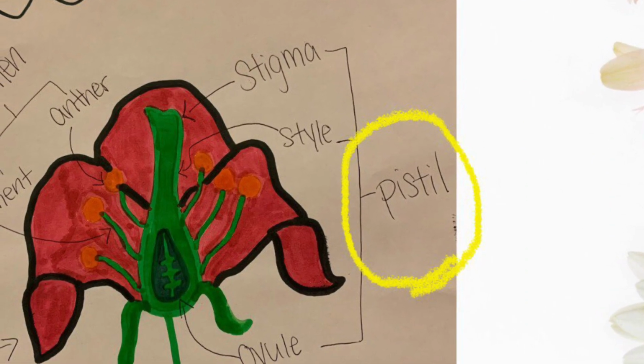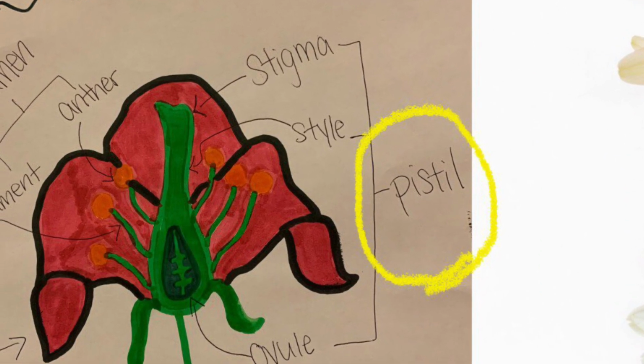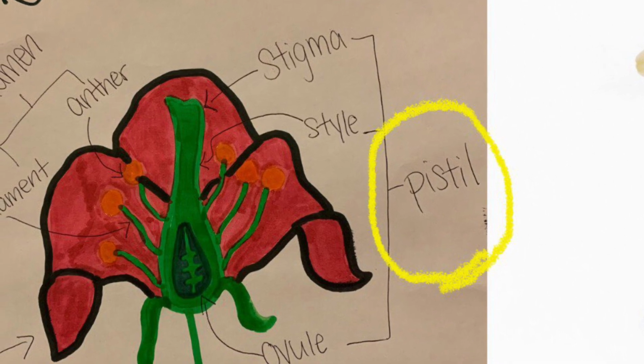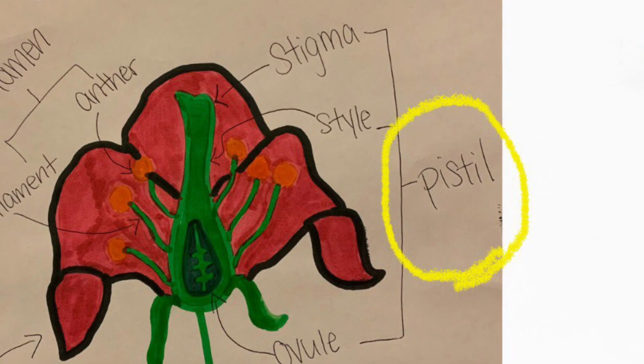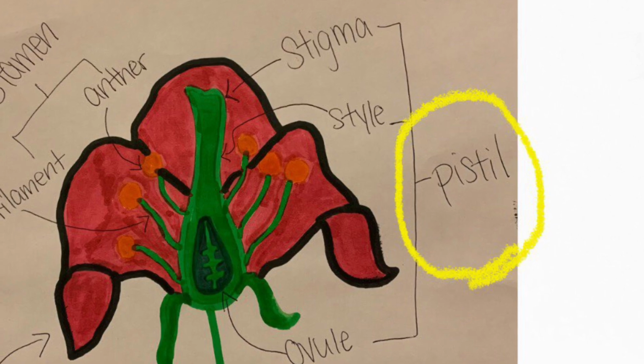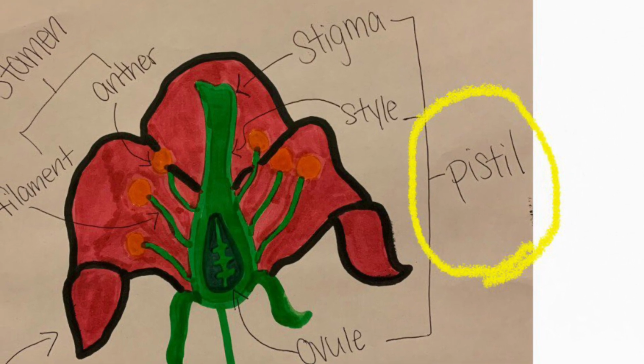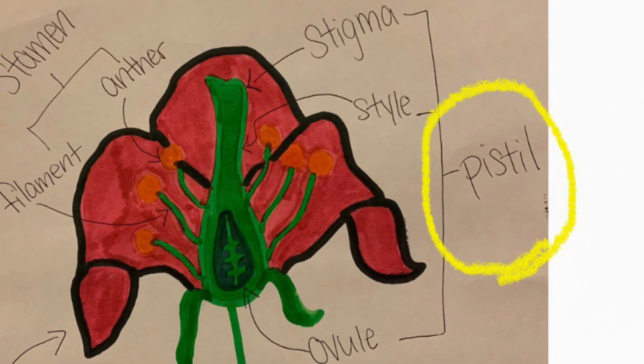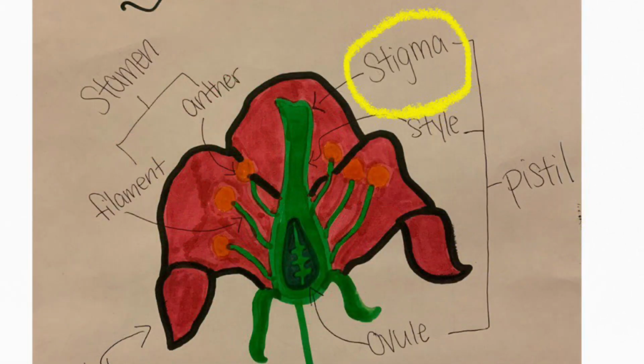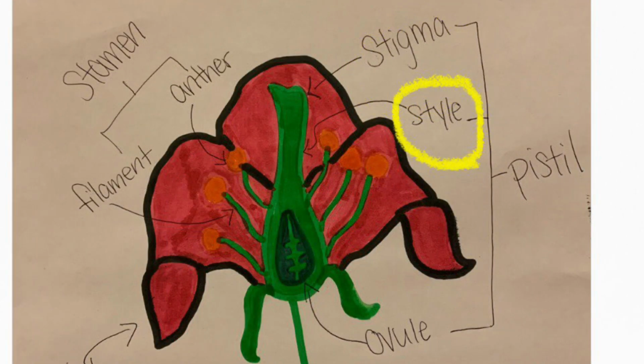Next, we have the pistil. The pistil is the part of a flower that takes in new pollen to reproduce seeds. The pistil has 3 parts, the stigma, the style, and the ovule. The stigma is the head of the pistil. It receives the pollen first. Then the pollen goes down to the style. The style is structured like a tube and carries the pollen down even further into the flower.